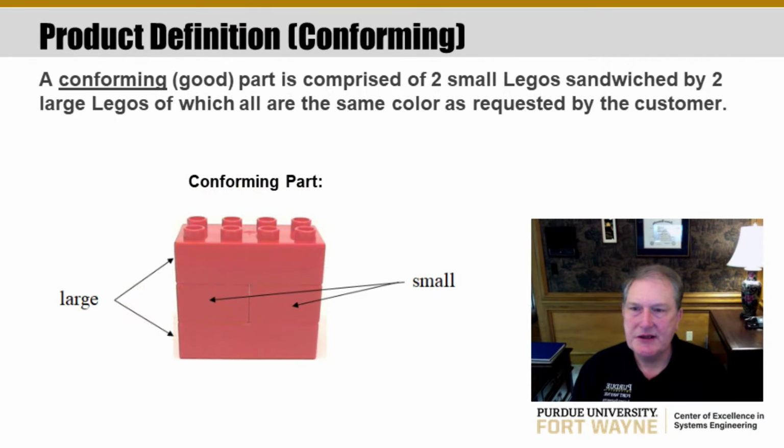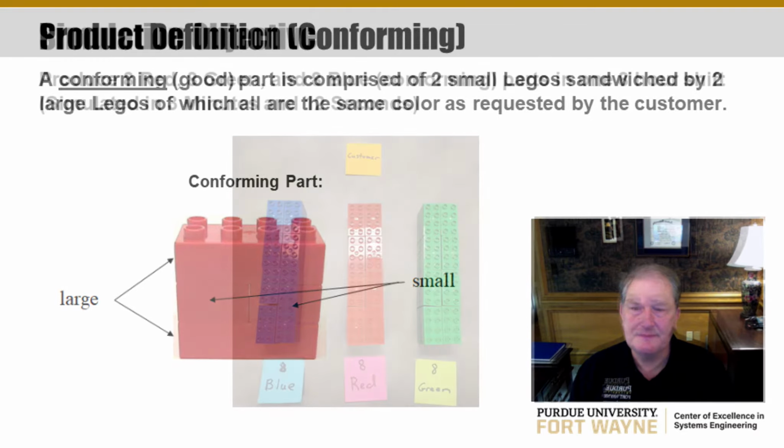So this is an illustration of the part that we're manufacturing. It consists of two large Legos and two small Legos. We intentionally made the part simple to illustrate the complexity that the manufacturing system has during operations.